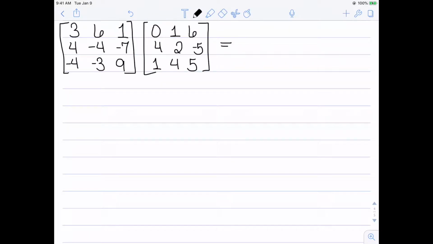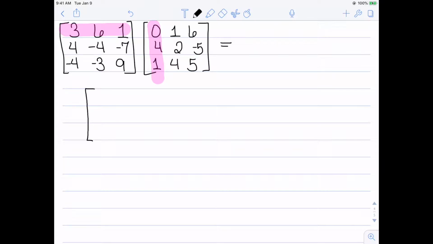Here I have two matrices I want to multiply, and we're going to take this step by step. For the first entry, it's going to be in row 1, column 1. I need to multiply row 1 by column 1 and then add those numbers.